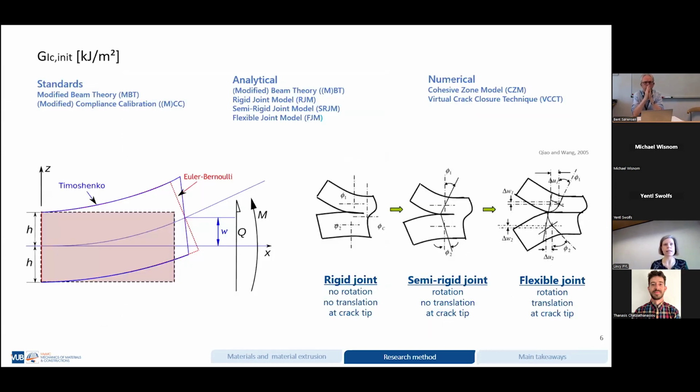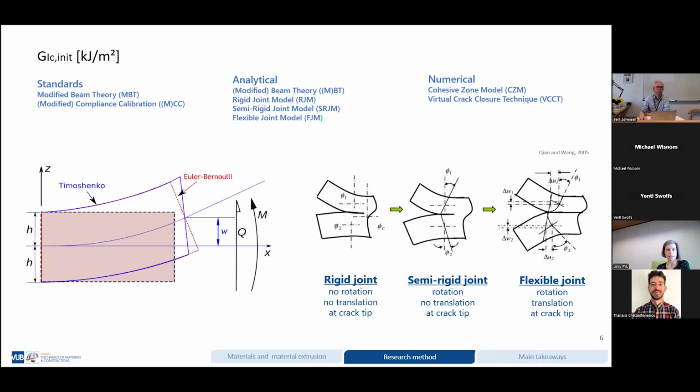Now, the fracture toughness at crack initiation was evaluated according to standard methods, analytical methods, and numerical methods. The reason why we did this is because, first of all, we are using 3D printed composites, and that is not part of the topic of the ASTM standard methods, which are made for conventionally made materials, and not for 3D printed ones. On the other hand, it also allows a comparison between the different data analysis techniques.